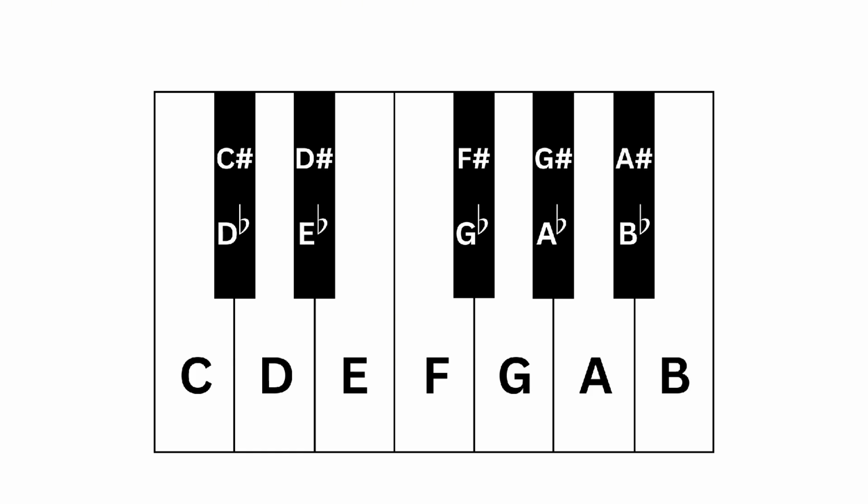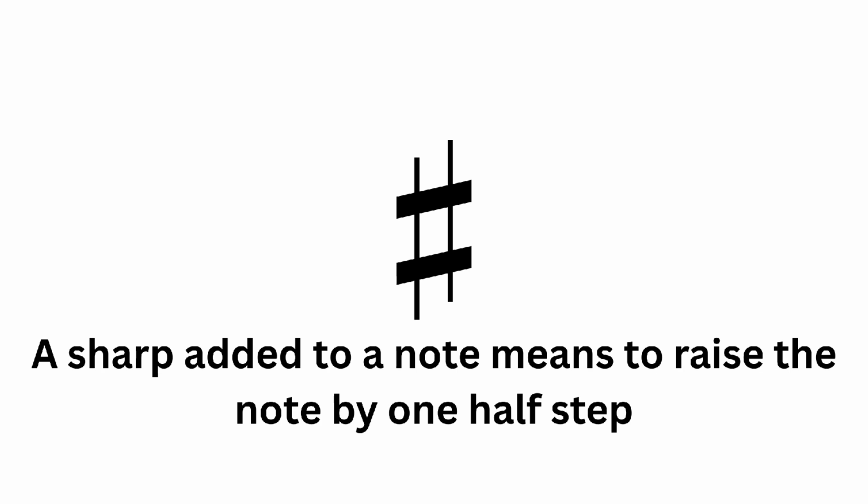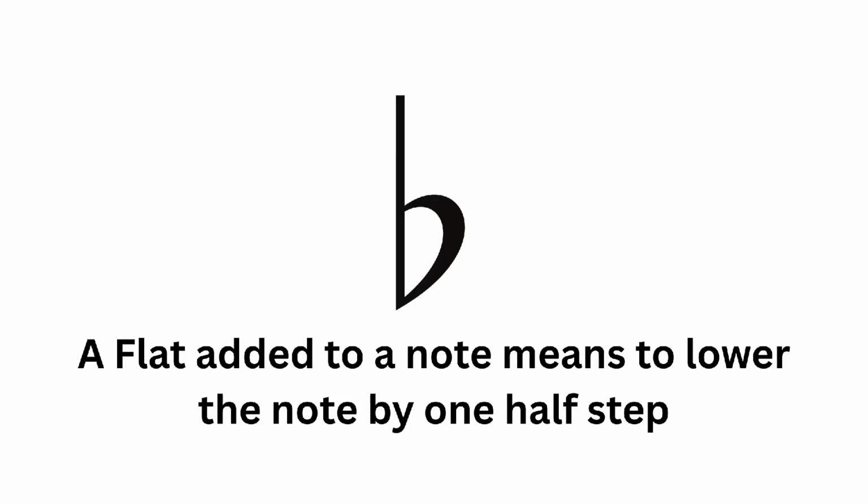Here are all of the notes on the keyboard labeled. Notice that each black key has 2 names, a sharp version and a flat version. This is a sharp symbol. A sharp added to a note means to raise the note by 1 half step. This is a flat symbol. A flat added to a note means to lower the note by 1 half step.